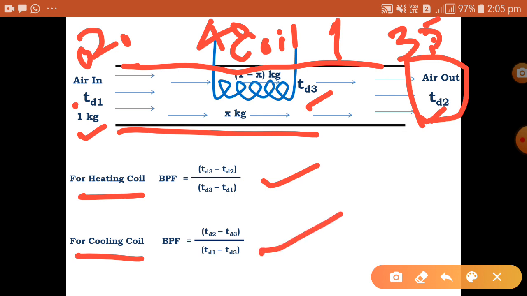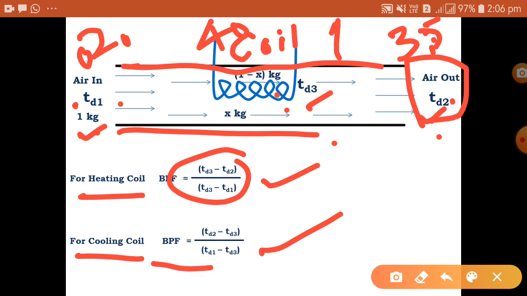Now this bypass factor formula you got from the energy balance equation, taking the enthalpies at 1, 3 and 2. After that you got this particular formula. You can see for heating it is TD3 minus TD2, coil temperature minus exit temperature, divided by coil temperature minus entering temperature. That ratio has to be as low as possible.